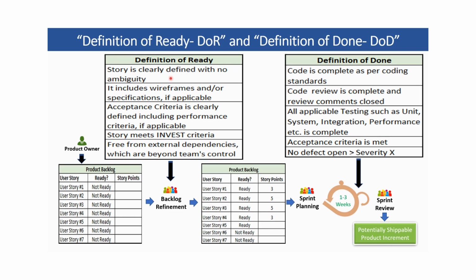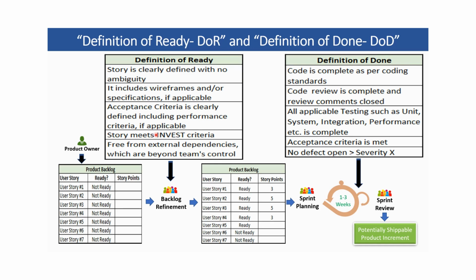Every team has a different list. In the definition of ready, the first item we have here is the story is clearly defined with no ambiguity. Team makes sure the story is clear. There is no ambiguity. It includes wireframes and design or specifications, whatever is applicable. All the acceptance criteria in the story is clearly defined, including the performance criteria if applicable.